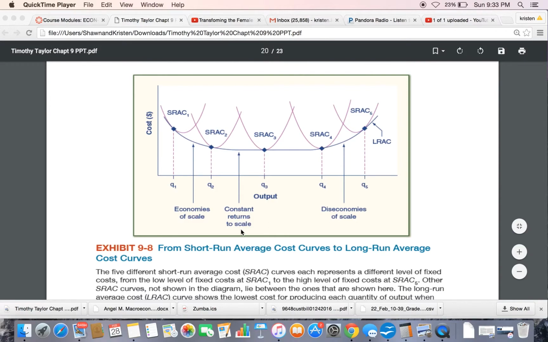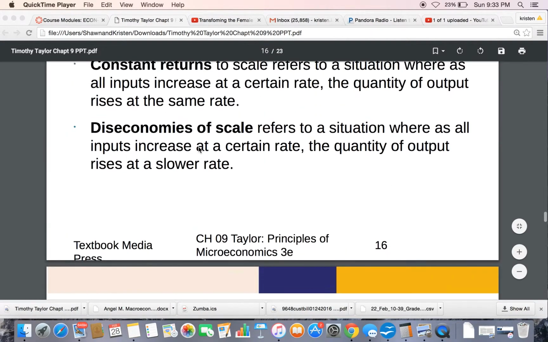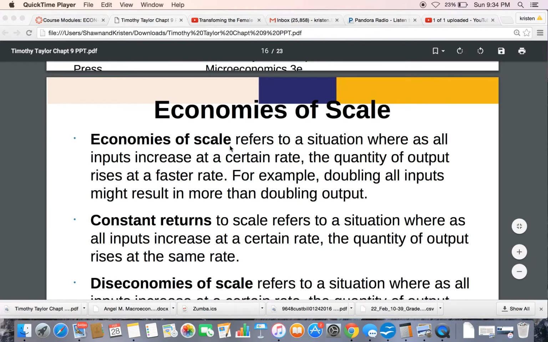If my factory is this size, maybe we're going to be running into some issues. We call these diseconomies of scale. So in this beginning section of our long run average cost curve, which traces the minimum point of all of our different factory sizes or our short run average total cost curves, we experience what are called economies of scale. Economies of scale will occur due to the specialization of human capital and physical capital. So, economies of scale refer to a situation where all inputs increase at a certain rate, and the quantity of output rises at a faster rate. So we're experiencing efficiencies, we're experiencing lower average costs.